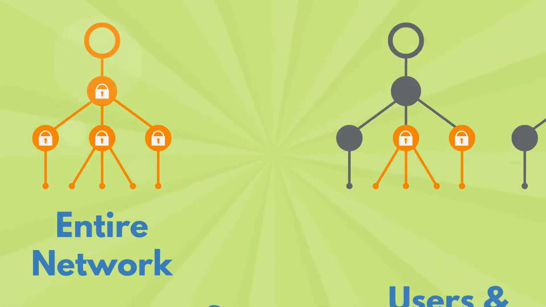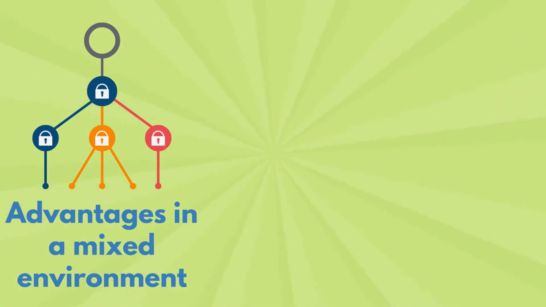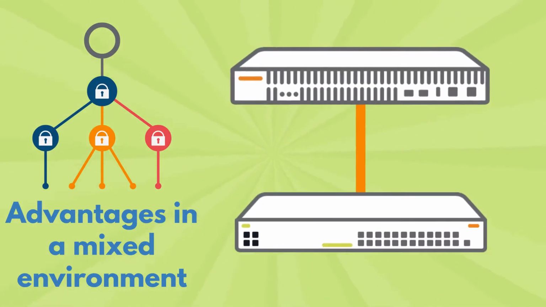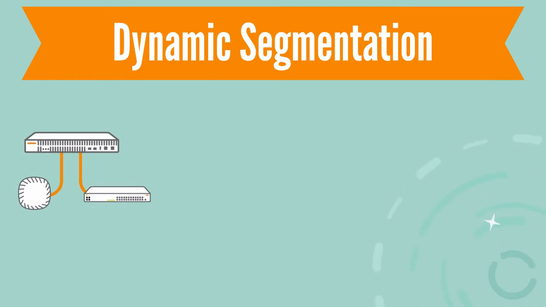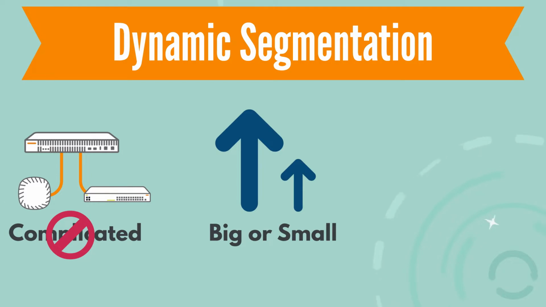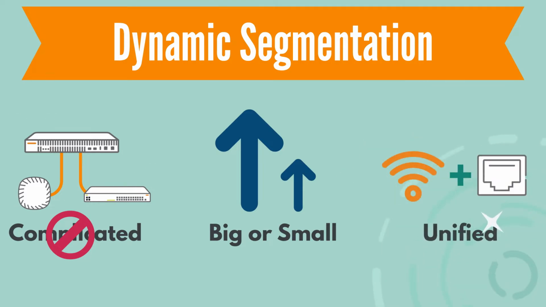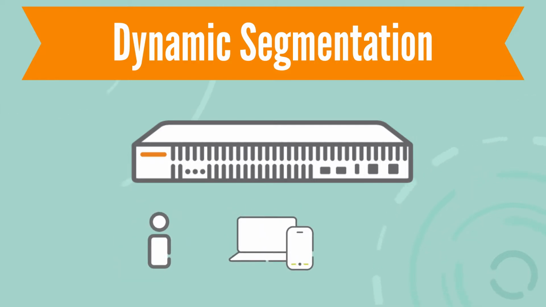The beautiful thing is you don't need your entire network to be comprised of Aruba devices to take advantage of dynamic segmentation. The simplest configuration consists of a single Aruba switch and a single Aruba mobility controller. Dynamic segmentation allows network security to be comprehensive without being overly complicated. Implementations can be as large or as small as your network requires. Dynamic segmentation creates a unified wired and wireless policy by leveraging a single source of truth, the mobility controller. Its adaptability and ease of implementation means you can start securing users, devices, and IoT devices with dynamic segmentation today.